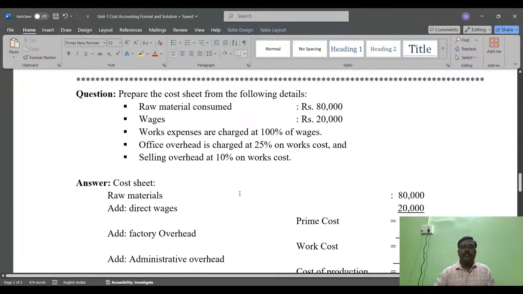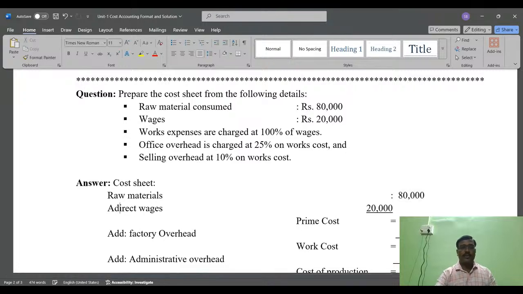Okay. Here we have a problem. Could you prepare the cost sheet from the following details? Raw material consumed is 80,000, wages is 20,000, works expenses are charged at 100% of wages, office administration overhead is charged at 25% of work cost, and selling overhead is 10% of work cost. We have to take here raw material is rupees 80,000. We have posted here. From that, we have to add direct wages.